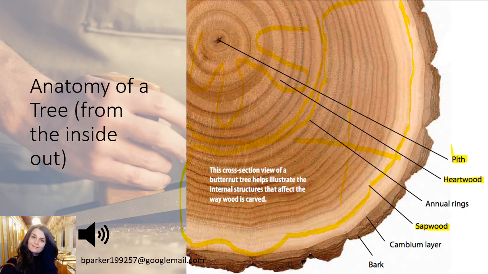The next one that we have is this cambium layer, which is this part here. Oh, I'm going to change my pen. Which is this bit here. The defining line between the bark on the outside and the inside of the tree on the inside. And finally, last but not least, we have the bark, which is this outside bit, which is for protecting the tree.